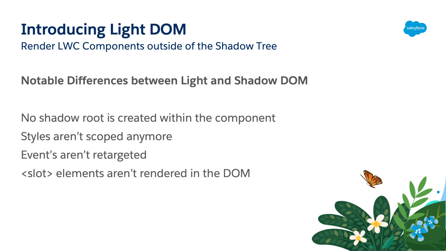Also, styles aren't scoped. All the styles that are set at the page level now leak into your component. All the styles that your component brings into the page now leak out to the rest of the page. Events likewise aren't retargeted, and finally, the slot elements for light DOM components aren't rendered, meaning that it's something that you have to be aware of. It's not just a transparent switch whenever you turn on light DOM components and when you toggle on to shadow.